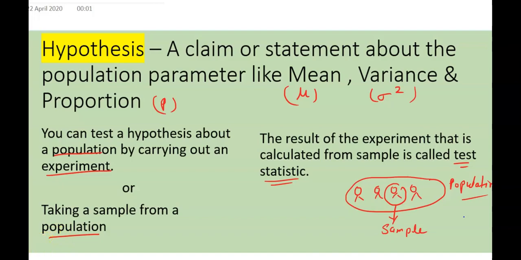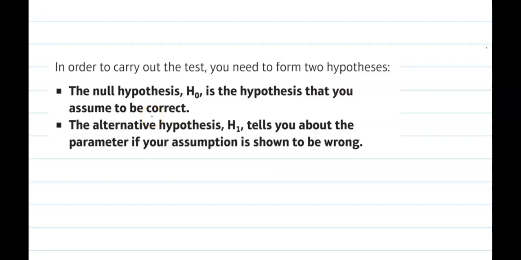Now let's see other things. In order to carry out the test, you need to form two hypotheses. The first one is called the null hypothesis. The null hypothesis is denoted by H0, and this is the hypothesis that you assume to be correct. We always assume that the null hypothesis is correct, and with our test statistic and our test, we find whether the null hypothesis is true or not, whether we are going to reject it or accept it. Similarly, the alternative hypothesis is denoted by H1, with 1 as a subscript, and this tells you about the parameter if your assumption is shown to be wrong.